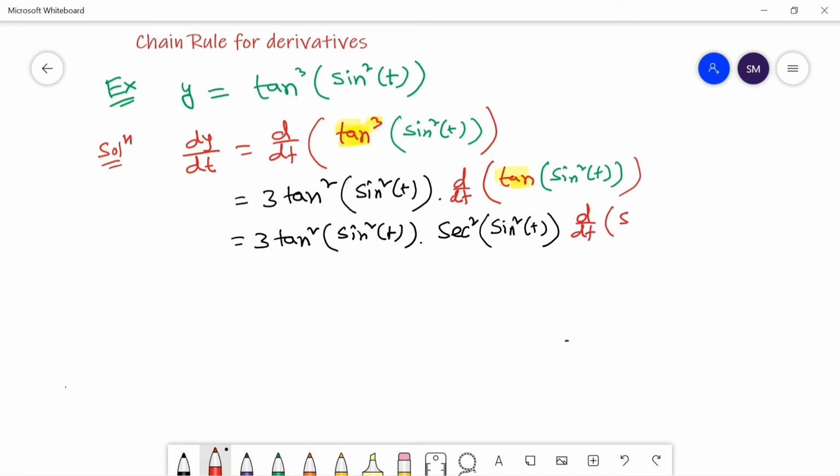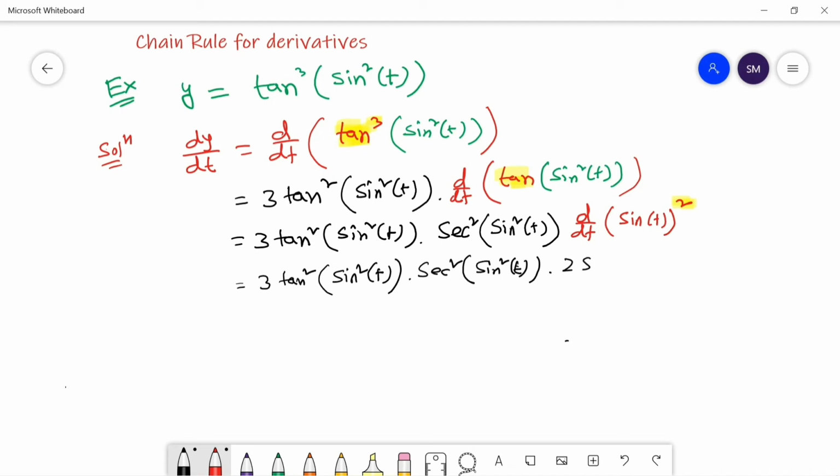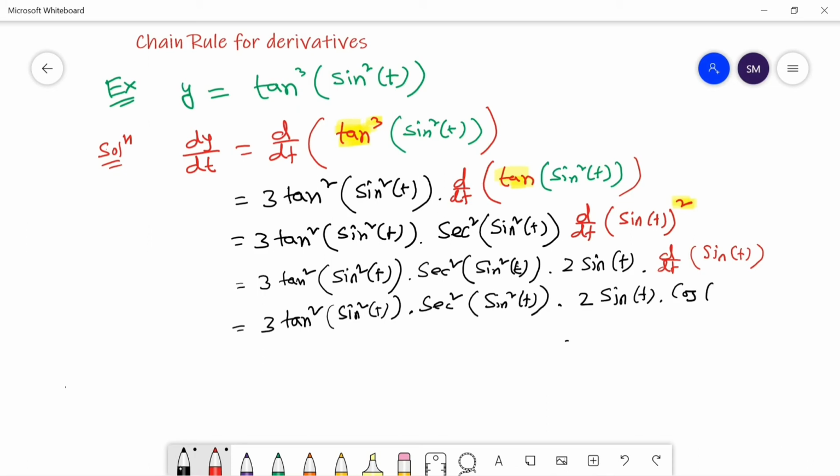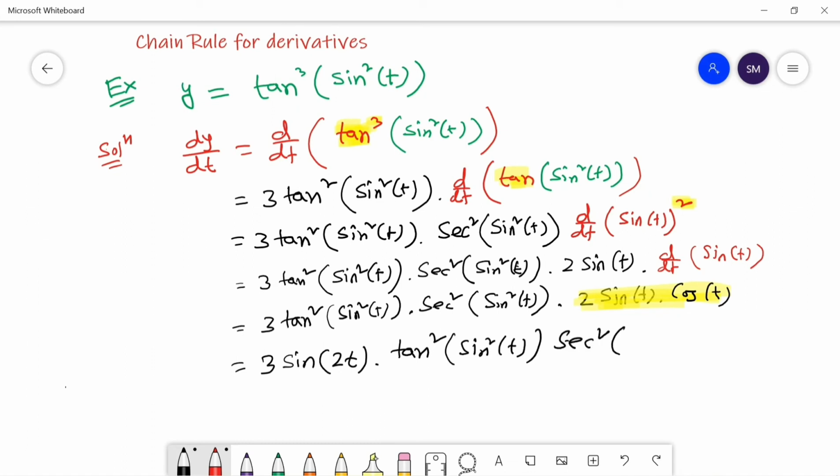Again apply the chain rule on sine squared t. Now the power of sine is 2, so the derivative will be 2 sine t, and then by the chain rule the derivative of sine t again, which will come as cosine t. Now since 2 sine t cosine t is sine 2t, we have our final result as 3 sine 2t tan squared sine squared t secant squared sine squared t.